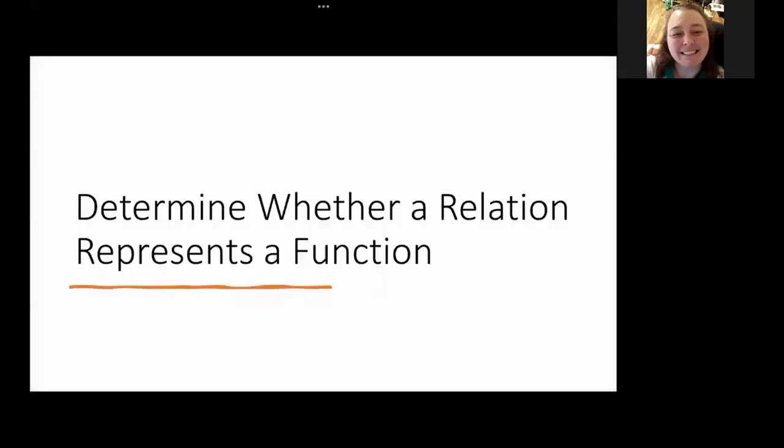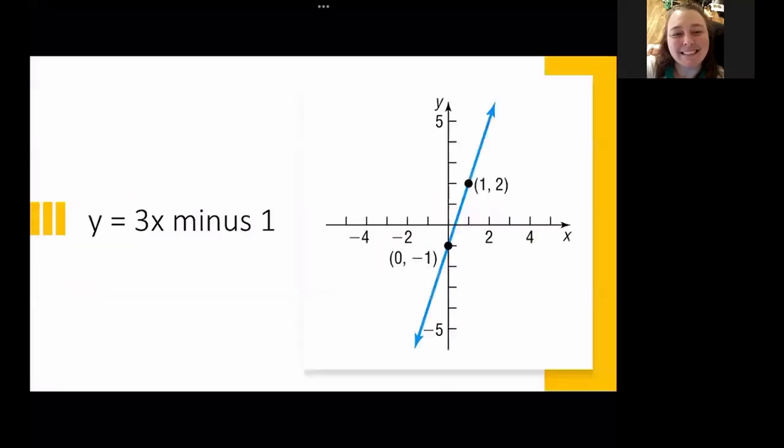So the first thing we're going to do is determine whether a relation that we are given is going to represent an actual function. So here, let's look at this relation. We've got y equals 3x minus 1. That looks very odd. It should just be 3x. It should be 3x minus 1, but whatever, it's fine.